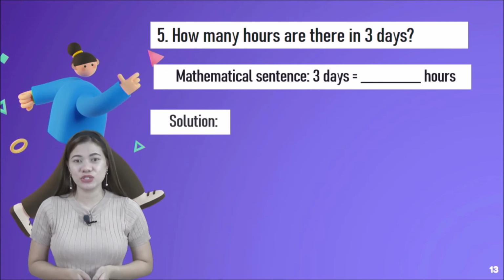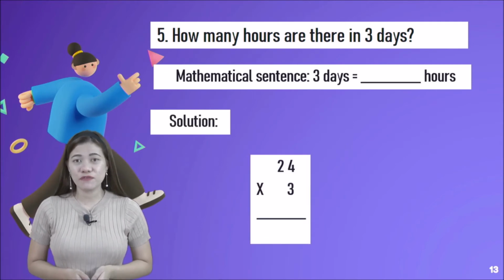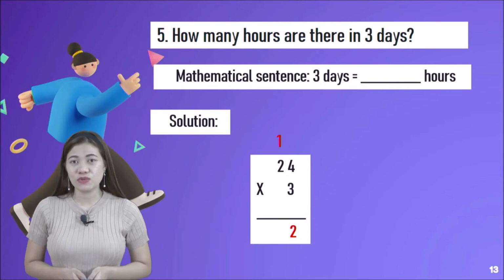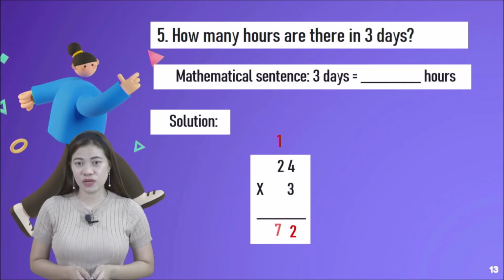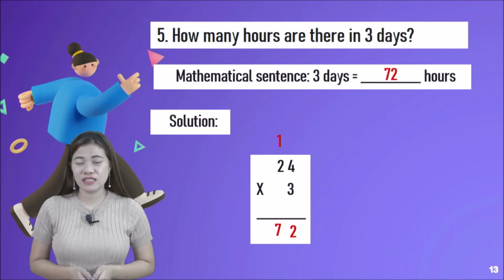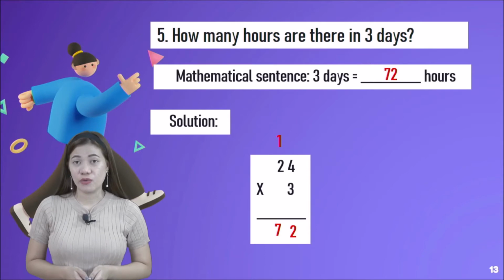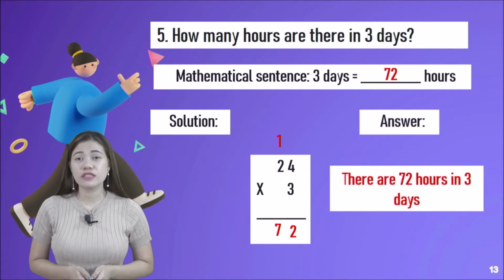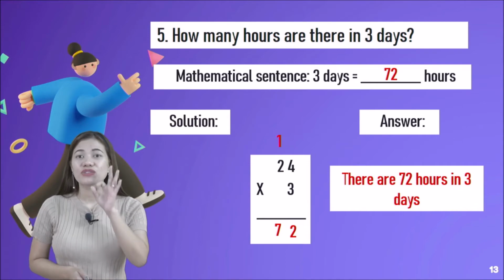So our solution will be 24 times 3. So we will just multiply the numbers. Okay, let us proceed first in our ones place, 3 and 4. 3 times 4 is equal to 12. Carry 1. 3 times 2 is equal to 6. Plus 1 is equal to 7. So our answer is 3 days is equal to 72 hours. So for the final answer, there are 72 hours in 3 days.